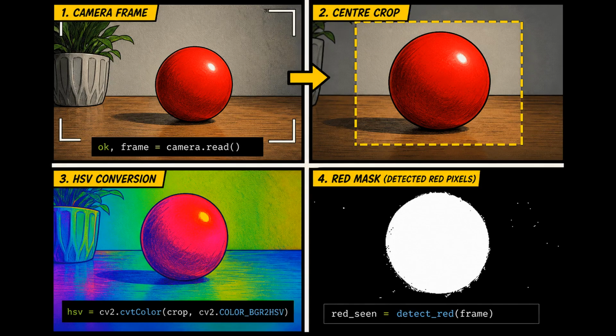OpenCV handles the image step. The program opens the camera, reads a frame, converts the center crop from BGR to HSV, then creates masks for red. It counts how many red pixels appear in that center region. If the red ratio crosses a threshold, the code treats that as red detected. Then the logic becomes very simple. If red is seen, set the LED on. Otherwise, turn it off.